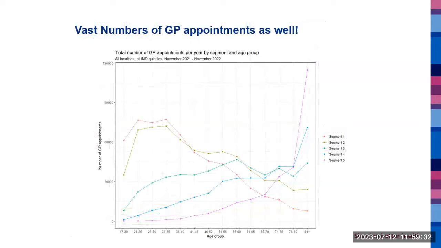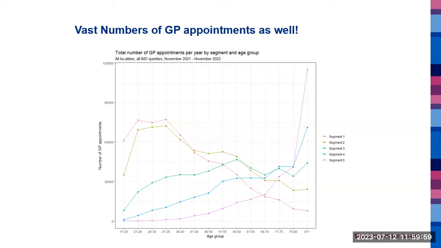And really interesting as well, this is GP appointments. This is total GP appointments, not per person GP appointments. So this is segment 1 and 2, which you would expect. That's actually 75% of our population. They're using a fair amount of GP appointments, which is what you'd expect. But when we get over 75, suddenly our segment 5 are by far and away our biggest single group of people using GP appointments, and they're less than 3% of our population.